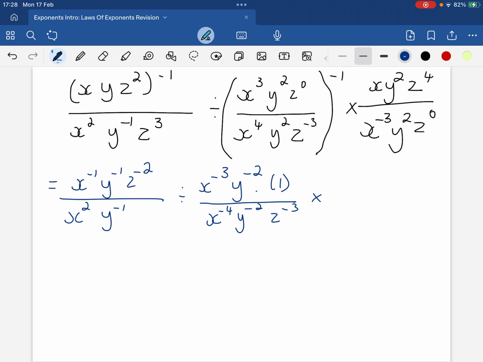This is now multiplied by, and I'll just copy this one out, x, y squared, z to the 4, x to the minus 3, y squared, z to the 0 is just 1.